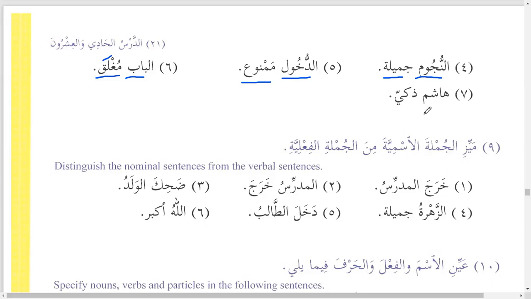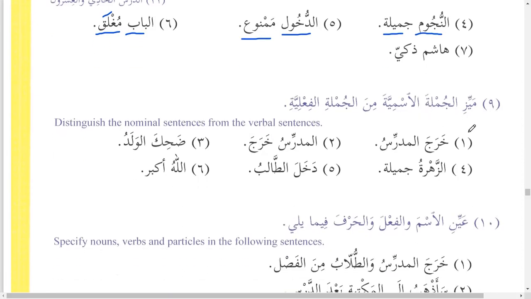Hashimun dhakiyun. Hashim is intelligent, clever. So Hashim is the subject and dhakiyun is the predicate. Okay. Next, number 9. So now you see we cannot escape these extended or derived forms of the verb.